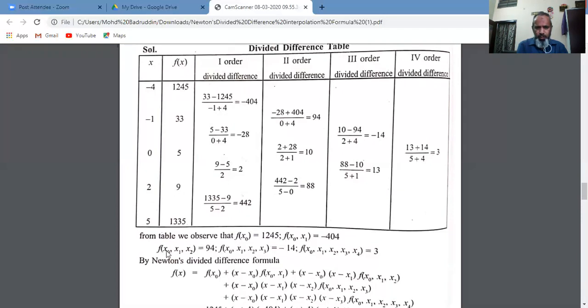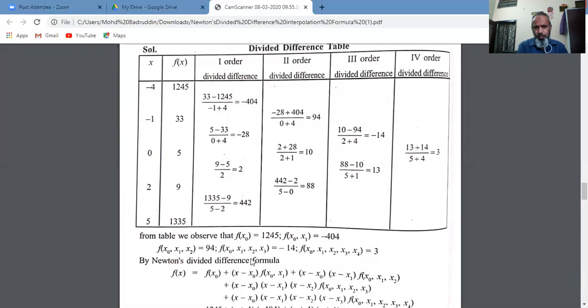Now, from the table, we observe that f of x naught, this is the x naught value, is 1245. What is the first divided difference f of x naught comma x1? It is minus 44. What is f of x naught, x1, x2, the second divided difference? 94. Third divided difference, minus 14. Fourth divided difference, 3. So these are the values we observe from the given table.